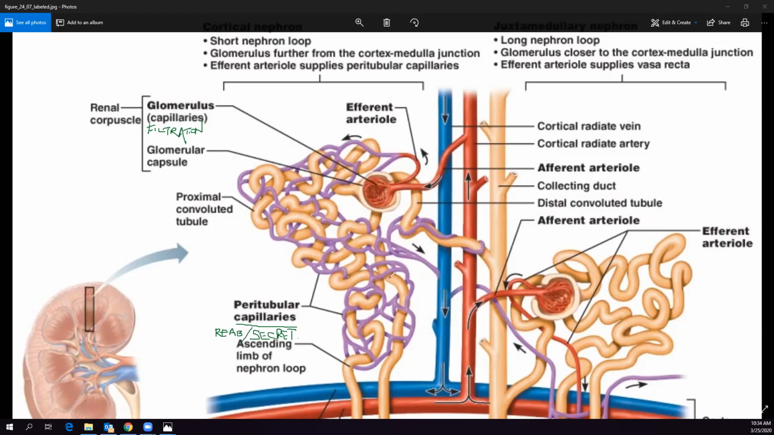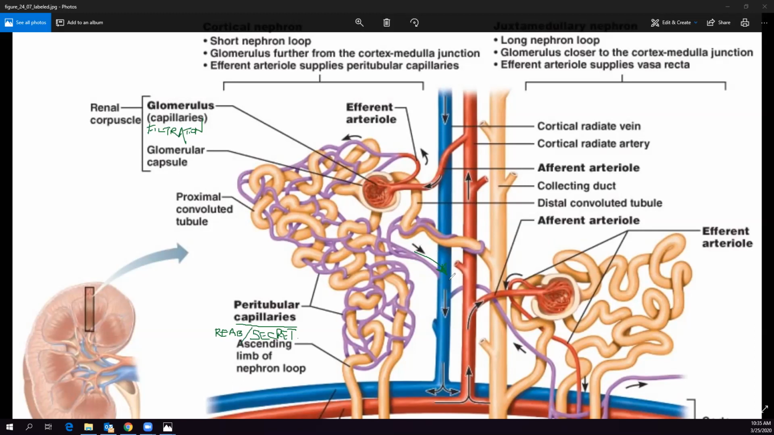Okay, so peritubular capillaries go all the way around the tubule, and then where do they go? Oh, right here into this cortical radiate vein. And then they'll go into the arcuate vein, and then they'll go on into the renal veins. Okay, so this is a real capillary bed. So it goes arteriole, capillary bed, venule, and into a vein. Okay, so that's the blood supply then to the nephron.